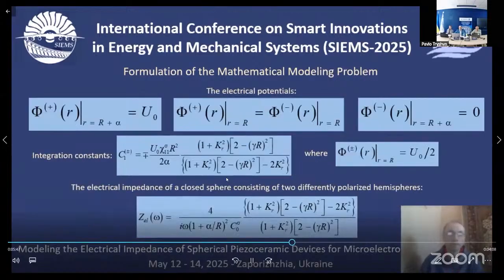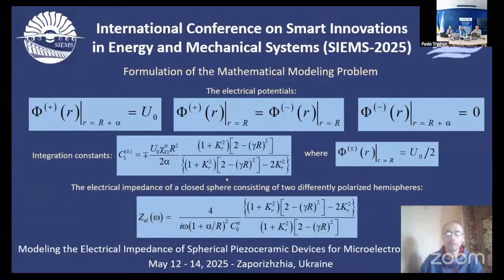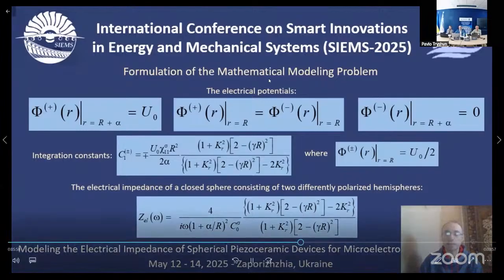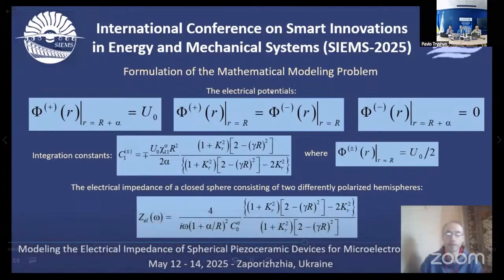A system of algebraic equations was also formulated to determine integration constants based on boundary conditions for electric potentials. As a result, an analytical expression for electrical impedance was derived, which at small values of the wave parameter is equivalent to the impedance of two capacitors connected in series. Thus, a closed spherical shell of two connected hemispheres has the same resonance characteristics as a solid spherical piezoceramic structure, which allows this model to be used to accurately predict the electromechanical behavior of such elements in microelectronic systems.